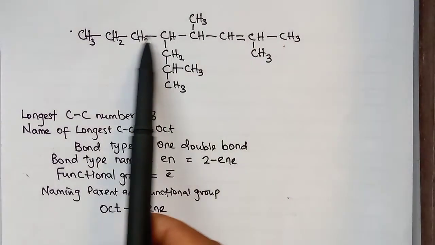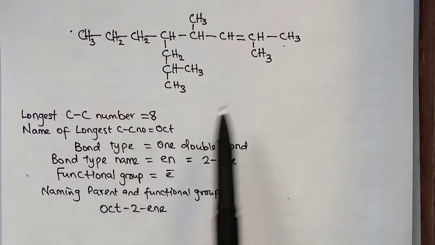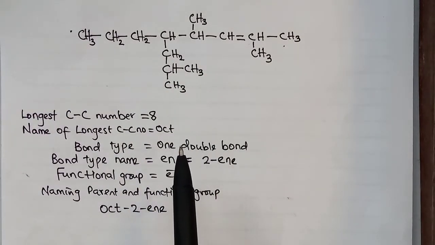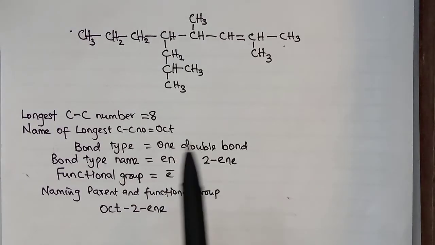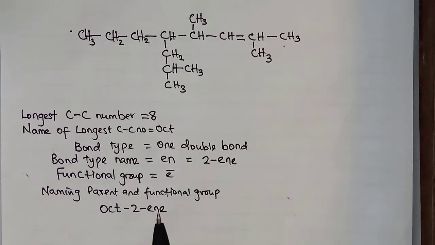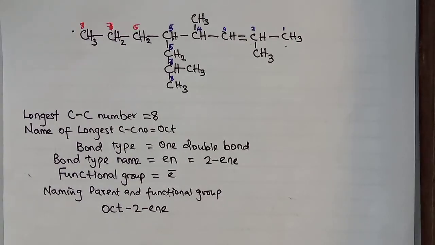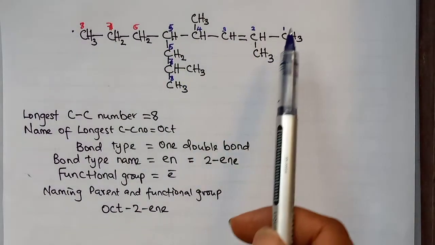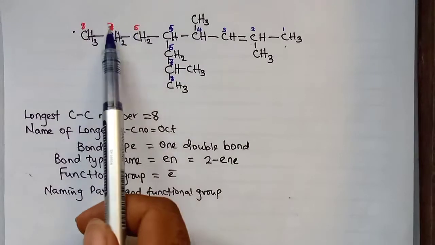If we count it like this, we may have a problem. If we count it like this, we may have a problem. So we need to check. Let's number this and see which one is the correct way of numbering it. If we look at the numbering, we have 1, 2, 3, 4, 5, 6, 7, 8, and we also have 1, 2, 3, 4, 5, 6, 7, 8.